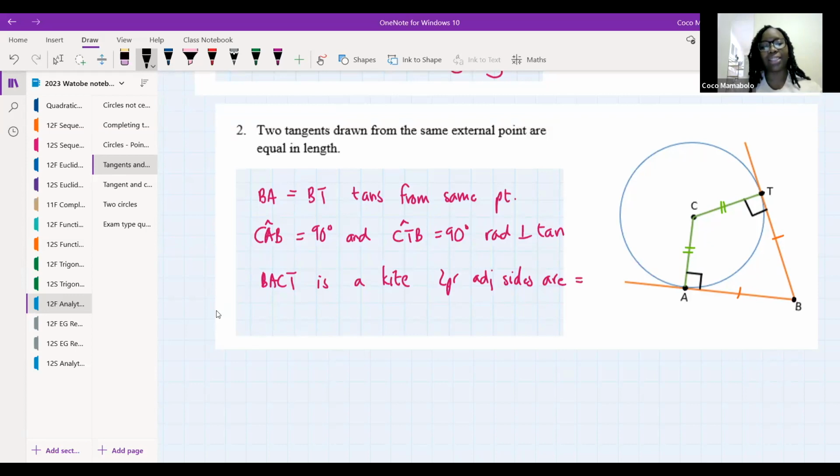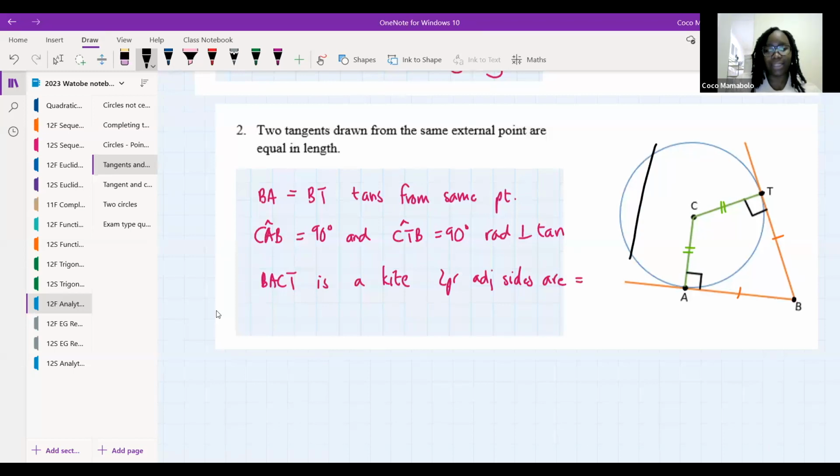Angelique says line at center to midpoint of chord, or line at center perpendicular to chord. No, because we don't have a chord, Angelique, we have a tangent. So a chord and a tangent. A chord would be something like this, guys. A chord would cut my circle twice.